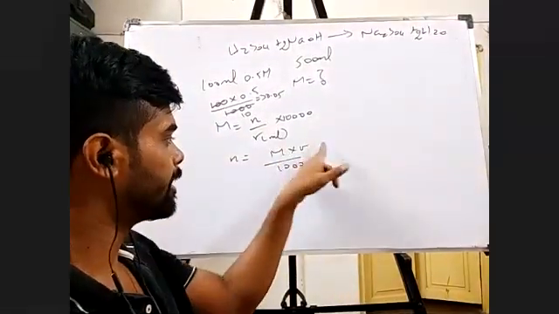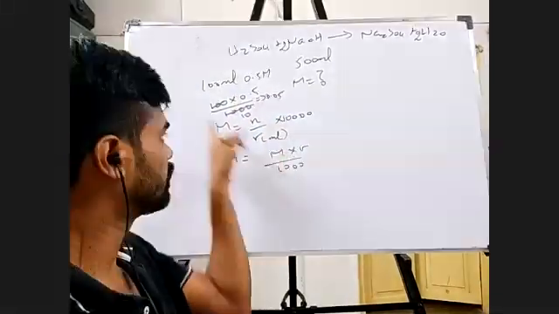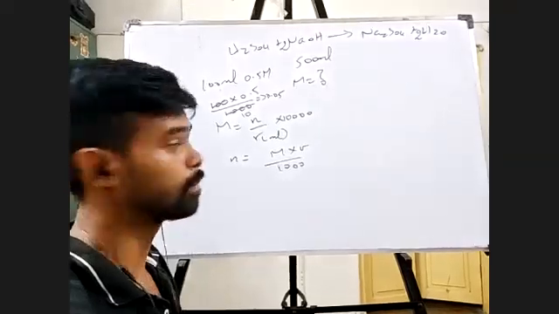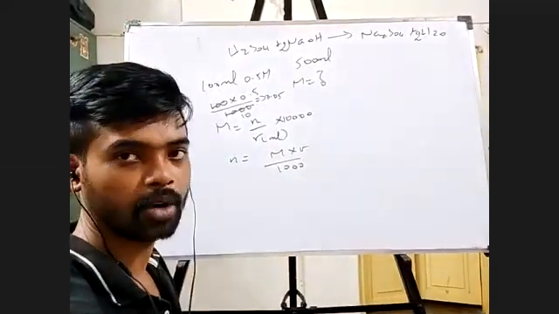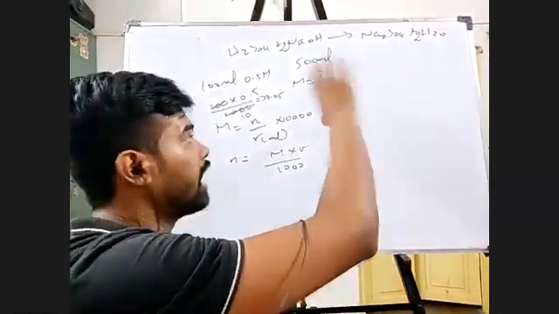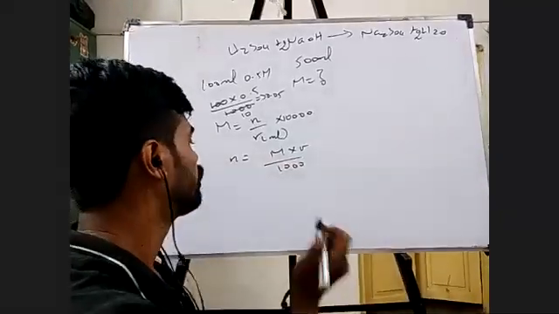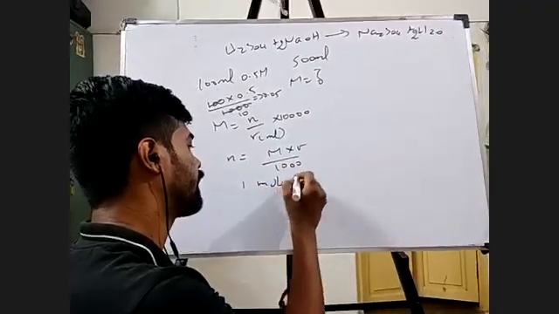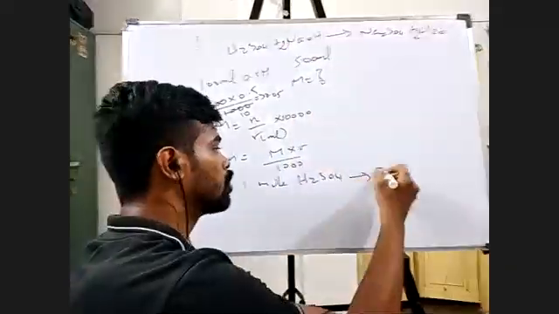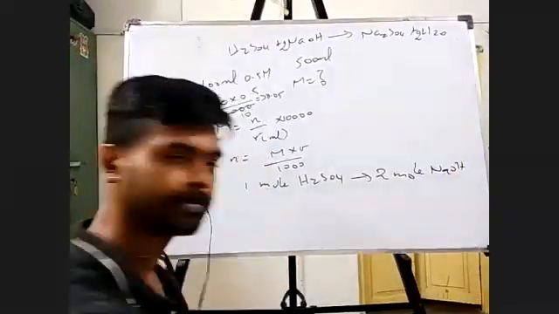Molarity into volume divided by 1000. From the formula, I'm getting how to calculate the number of moles, right? 100 into 0.5 divided by 1000, which is 0.05 moles. Okay. Now I cannot directly find the molarity, right? I can actually find the number of moles required now. Now how will I find? For 1 mole of H2SO4, how many moles of NaOH is required? 2 moles of NaOH is required, right?